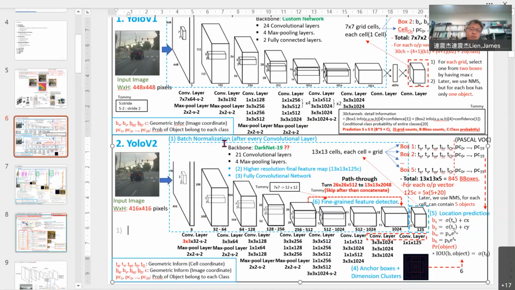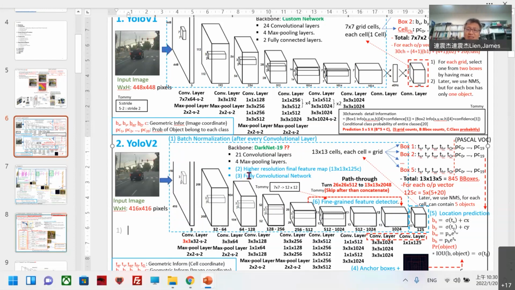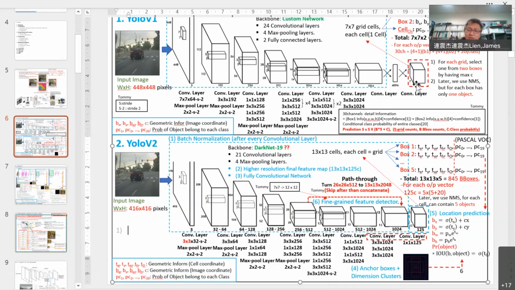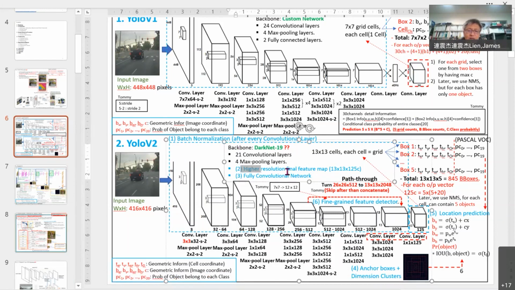Okay, so back to YOLO V2. They do include batch normalization. That's the first one. The second one is that because they do bounding box detection, they want to keep a higher resolution. So instead of 7 by 7, they use 13 by 13. They don't use 7 by 7 because that resolution is too low. So the second is that they use a higher resolution.